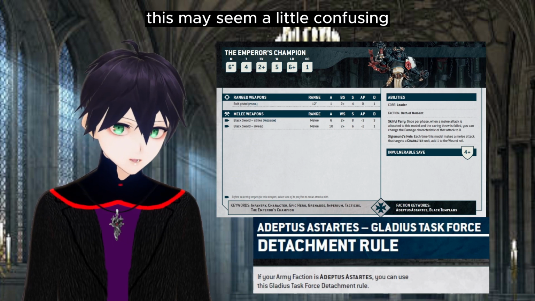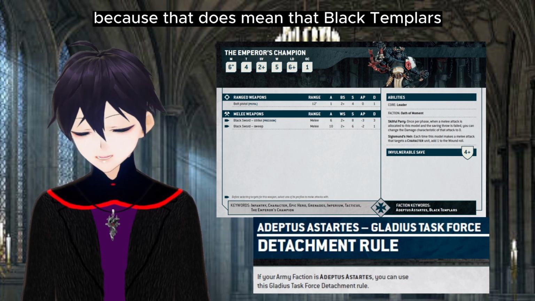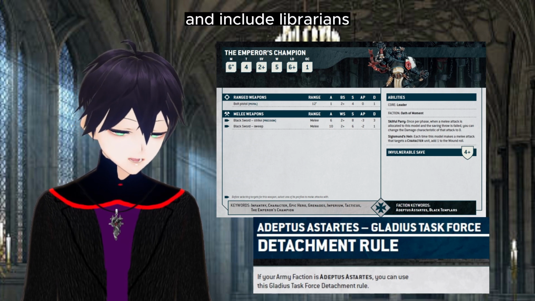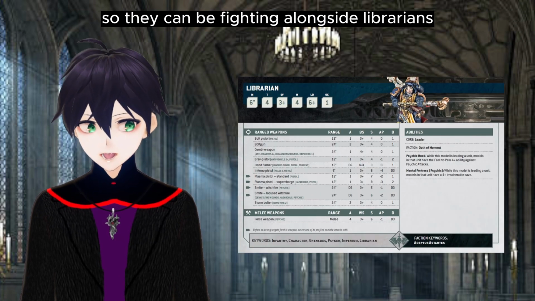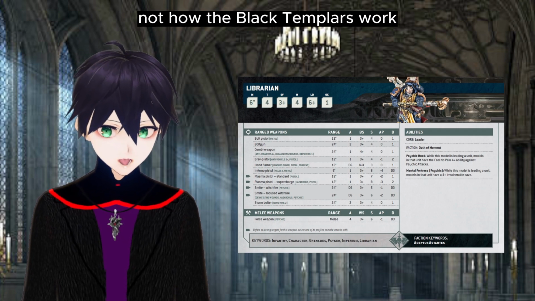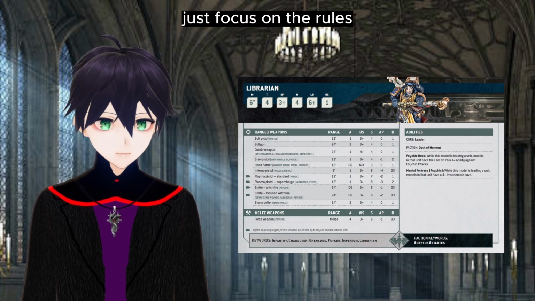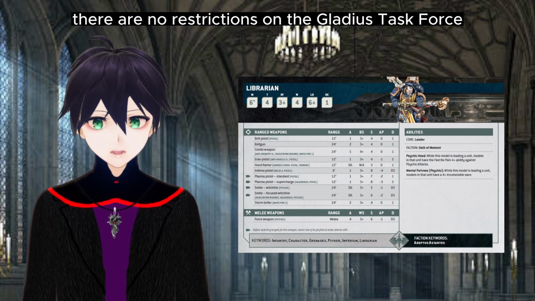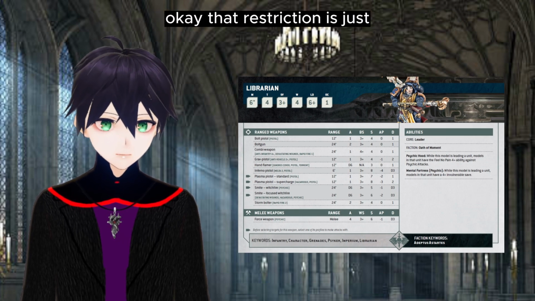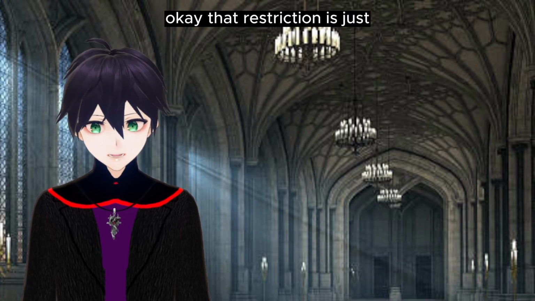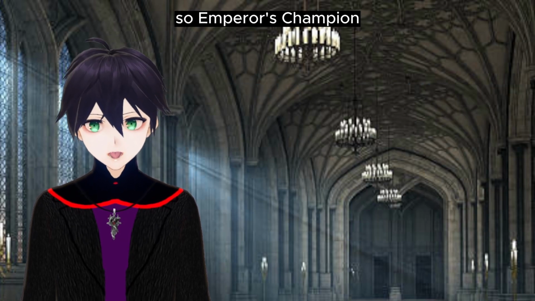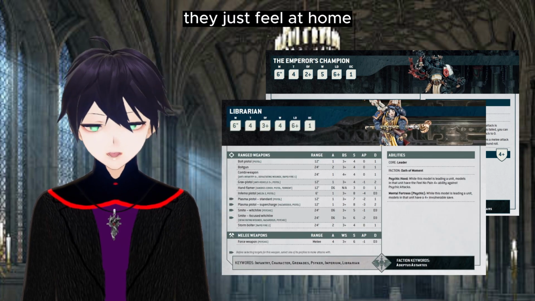This may seem a little confusing because that does mean that Black Templars would be able to use the Gladius task force detachment and include Librarians. So they can be fighting alongside Librarians, even though that's very much not how the Black Templars work. Ignore the lore for now, just focus on the rules. There are no restrictions on the Gladius task force about using Librarians, okay? That restriction is just when you are using the Righteous Crusaders detachment rule. So Emperor's Champion, right next to a Librarian, they just feel at home.